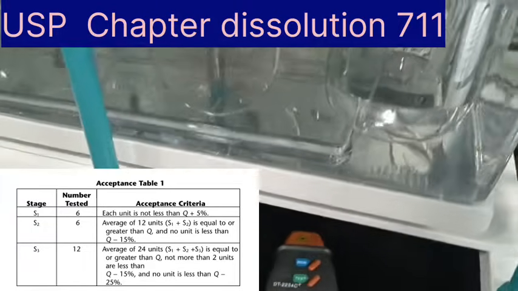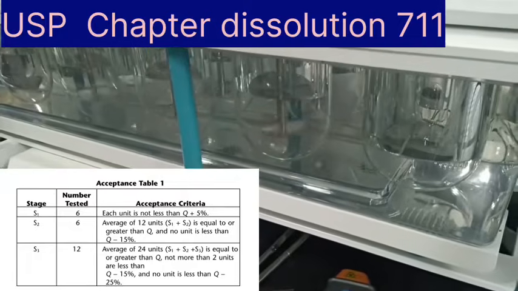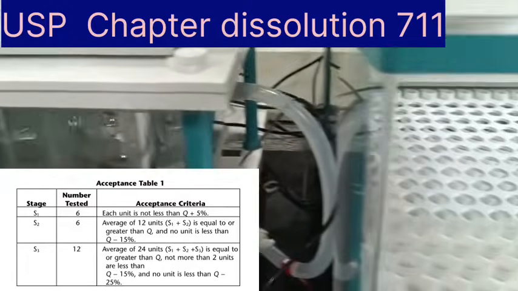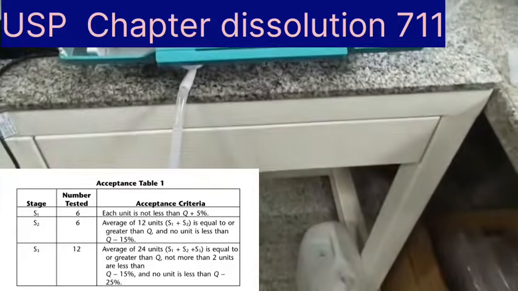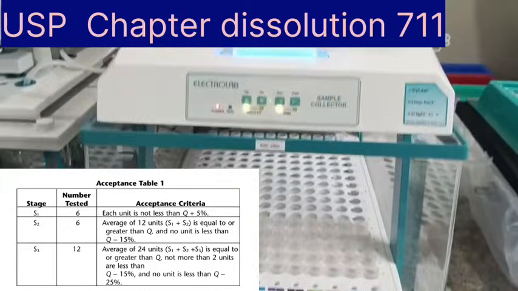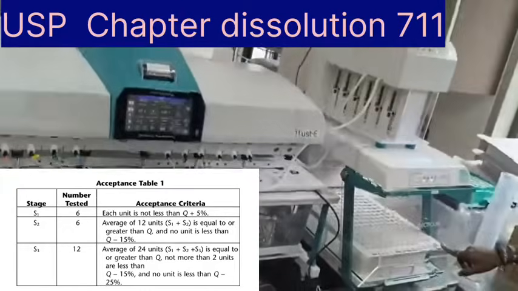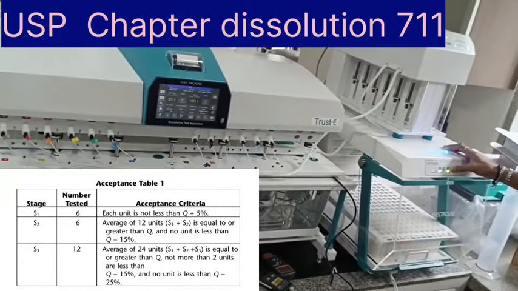It is 85% minus 15%, which becomes 70%. So no unit should be less than 70%, and my average of these 12 units should be 85%. In that case, I can confirm and conclude that my product meets the dissolution specification at S2 stage.